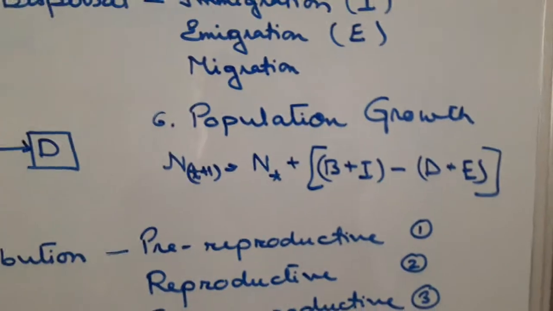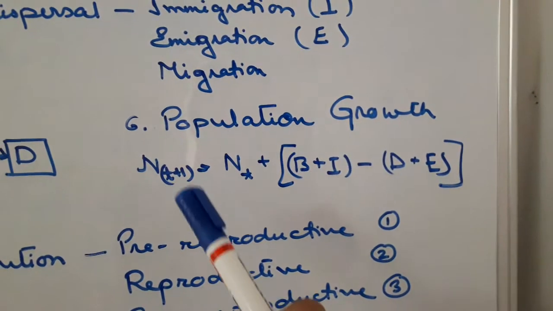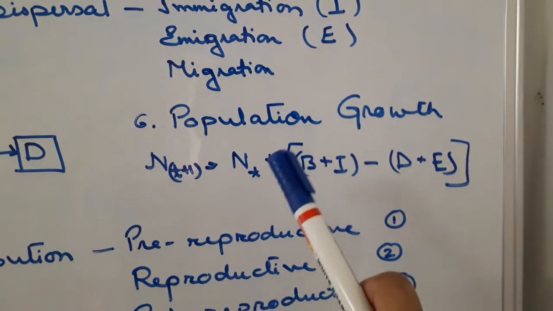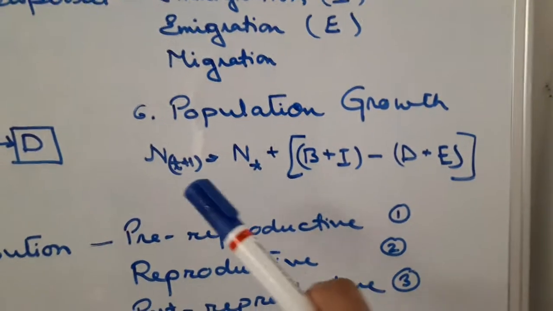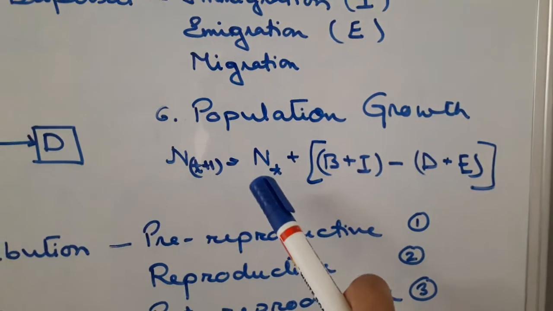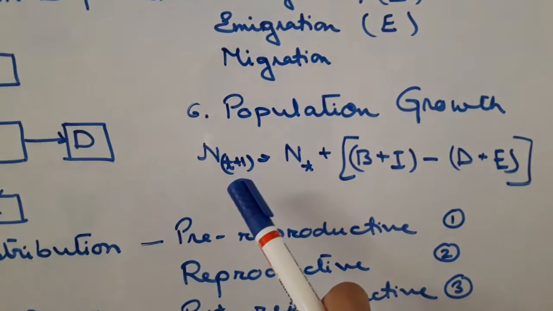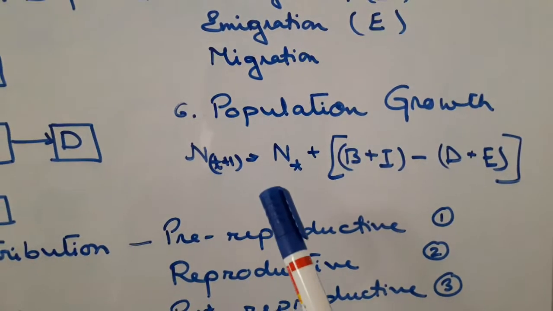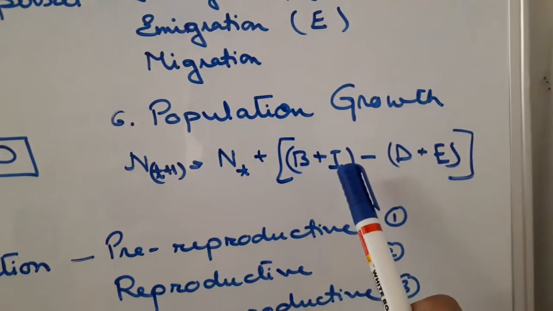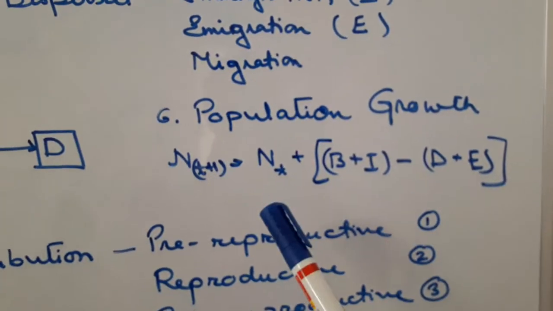Now the population growth can be calculated by Nt+1 = Nt + [(B + I) - (D + E)]. Here Nt is the size of the population initially, and Nt+1 means the size of the population at time t+1. B means the birth rate, I means immigration, D means death rate, E means emigration. All these factors together help us to calculate the population growth.